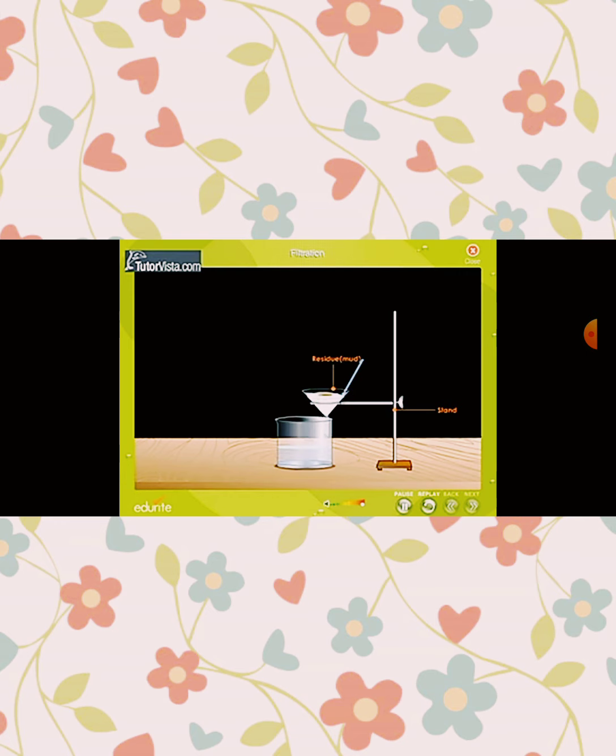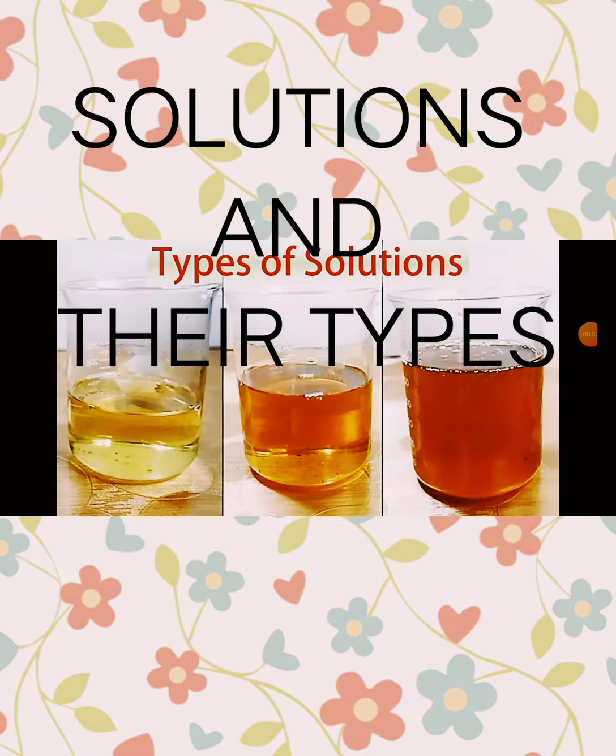Pour muddy water through the filter paper. Clear water will be collected in the beaker below the funnel. The clear water obtained is called the filtrate. This method of purifying water is called filtration.